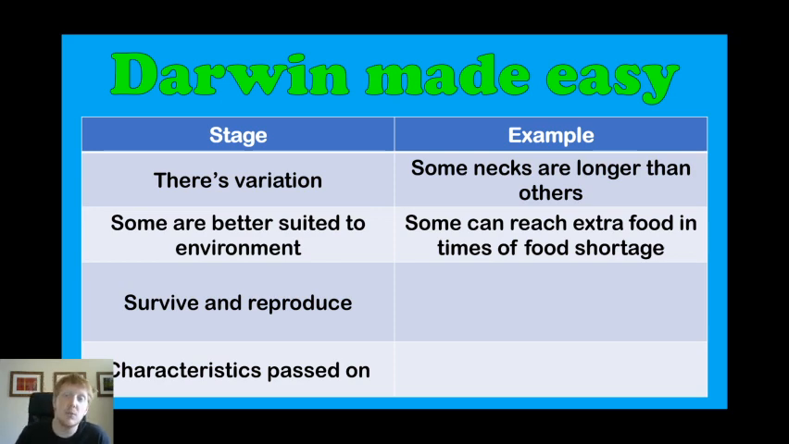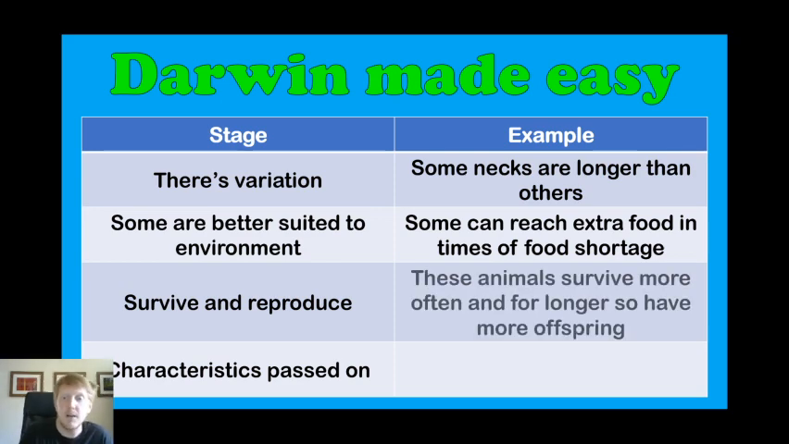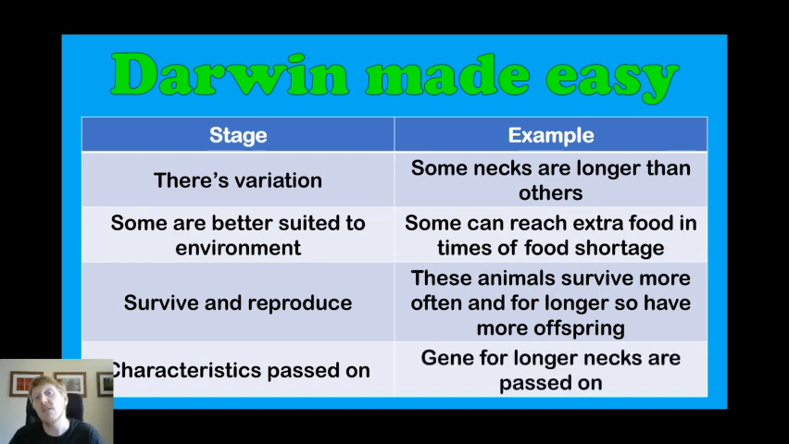So these individuals with longer necks are better suited to their environment. Because these animals survive more, because they get more food, they have more opportunities to reproduce, so they have more offspring, which means the gene for longer necks is what's passed on to a bigger proportion of the next generation, okay? And so the gene for longer necks is passed on to their offspring.